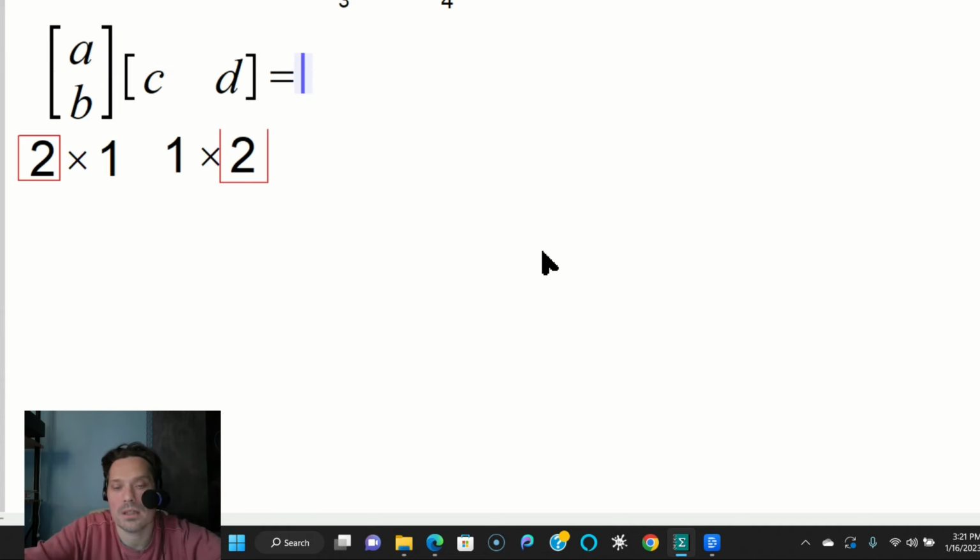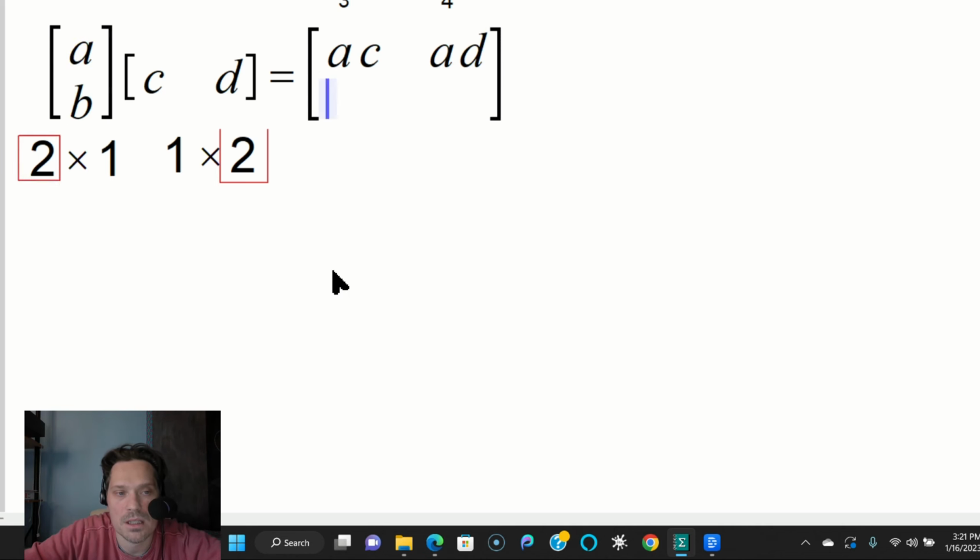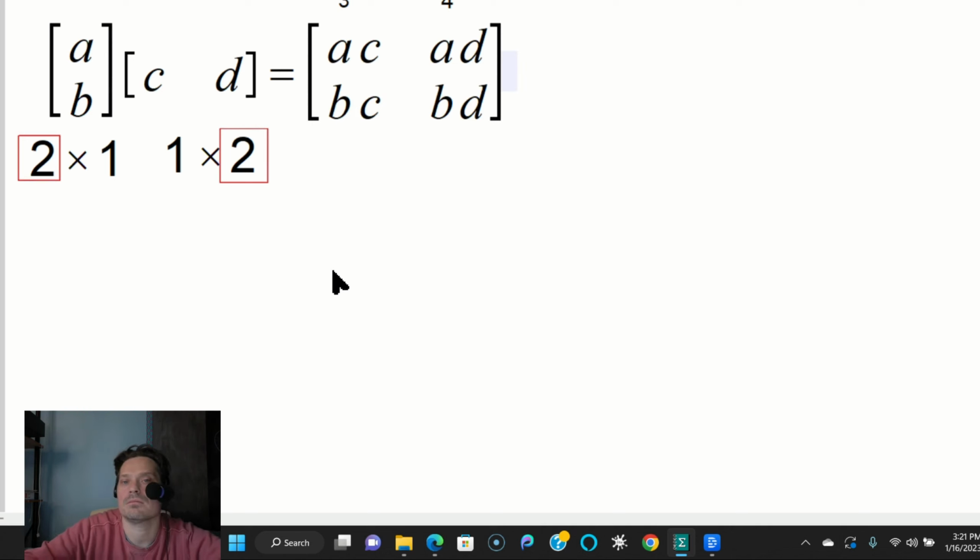So how do we make a 2 by 2? Throw in some brackets. And then how do you make it? Well, a way to think about it is you take the A and distribute it to the C and the D. So it becomes AC and then AD. Then you repeat that for the B. So it becomes BC and then BD.